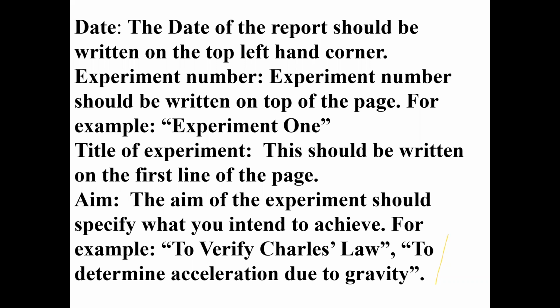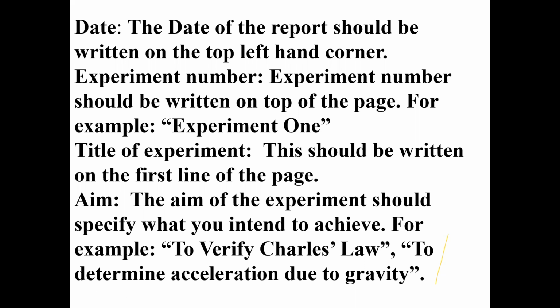The first thing, you write your date. The next thing, you write your experiment number. The next thing, your name and your group number, also very important. Then the title of your experiment should be written all in pen. Write it with biro.